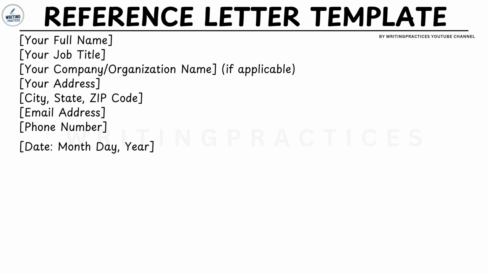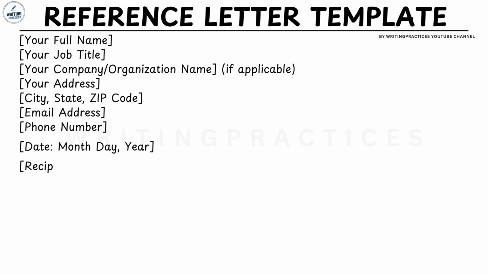Date. When was the letter written? Next, you'll include the date when the letter was written. This is important because it shows the recipient when the reference was provided, which can be helpful for context. For example, January 4th, 2025. The date is essential because it helps the recipient understand the timing and relevance of your letter.